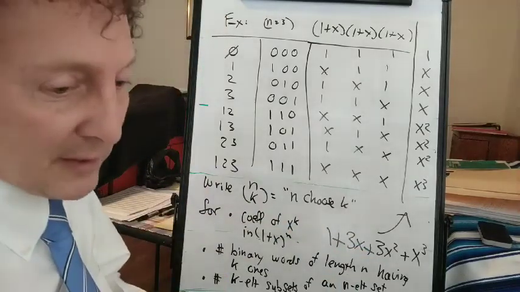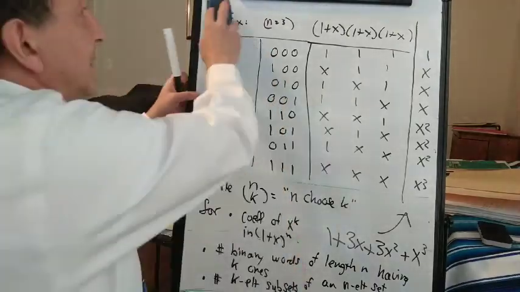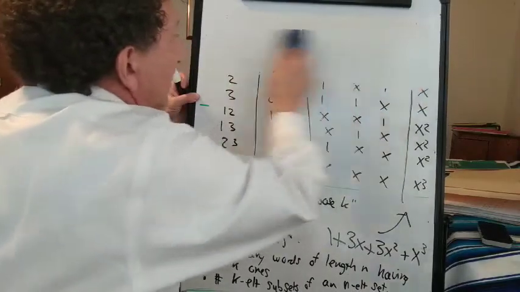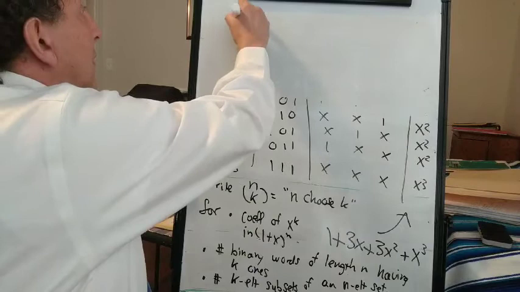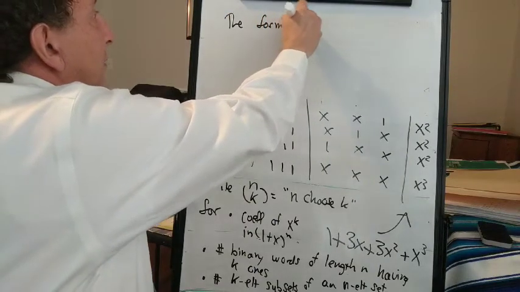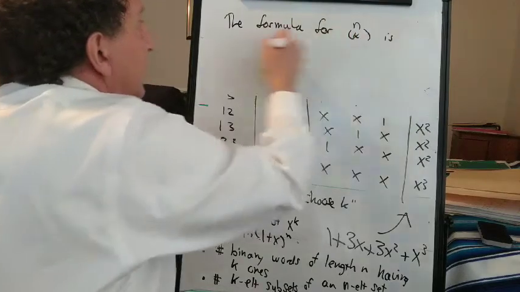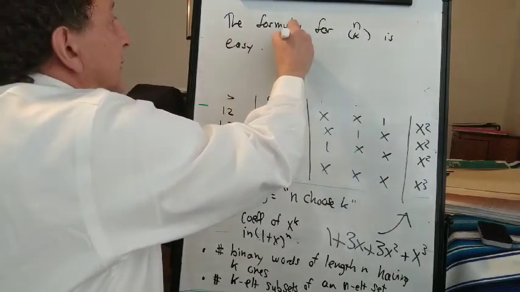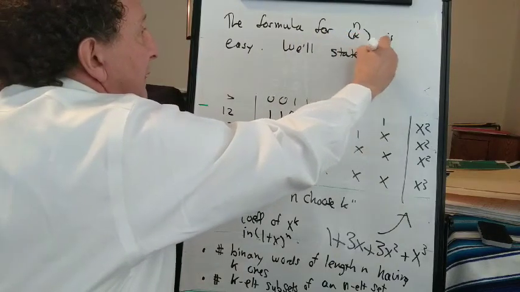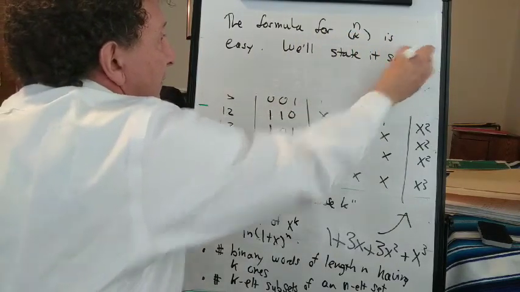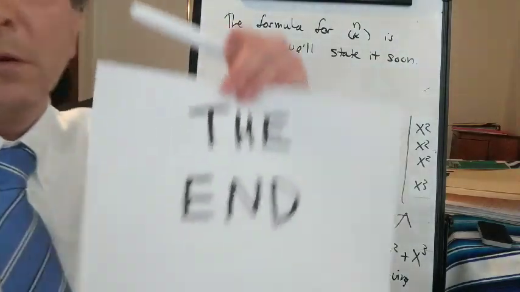The formula for these is something we're going to look at very soon. And let me just write that down. So the formula for n choose k is easy, and we'll state it soon. The end.